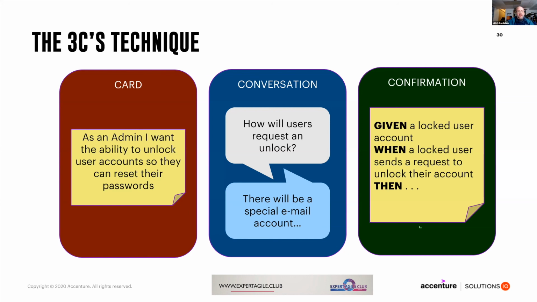And then we engage in conversation to try and elaborate most of the details of how we know the value has been delivered. So in this case, if I want to give the ability for users to unlock their accounts, I need to have a conversation about how the users will make that request. And a product owner or an architect will tell me, look, there's going to be a special email account they'll use so that they can reset their passwords. And then that confirmation gets baked into the story as an acceptance criterion, in this case using Gherkin format.